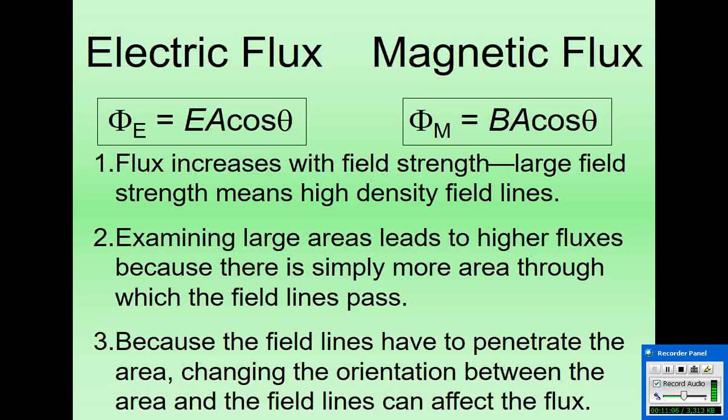Just as the electric flux is E times A times cosine theta, the magnetic flux is B times A times cosine theta. And otherwise, the behaviors of those two properties are pretty much the same.